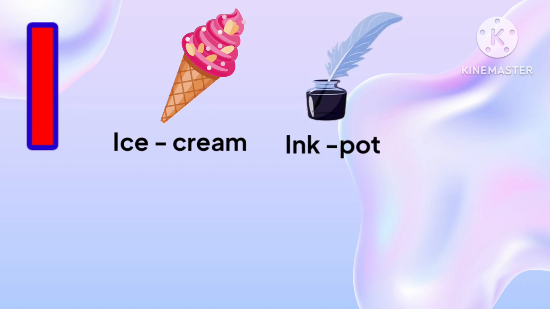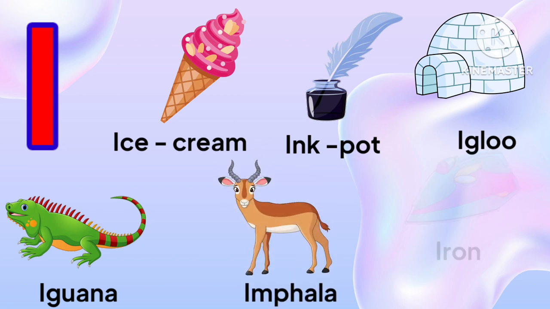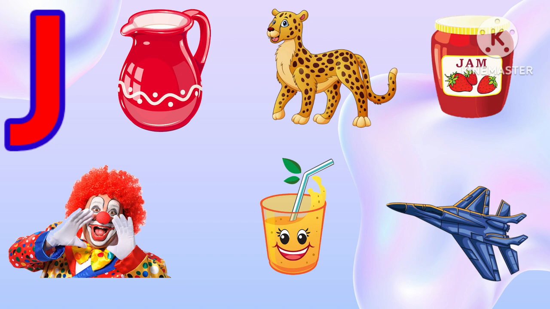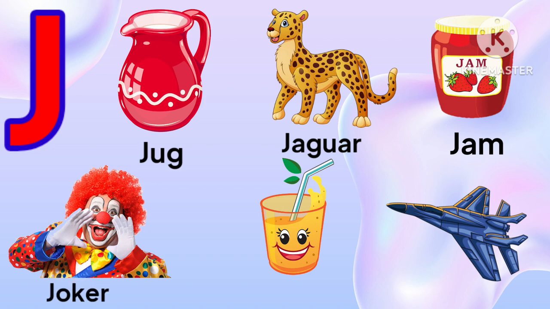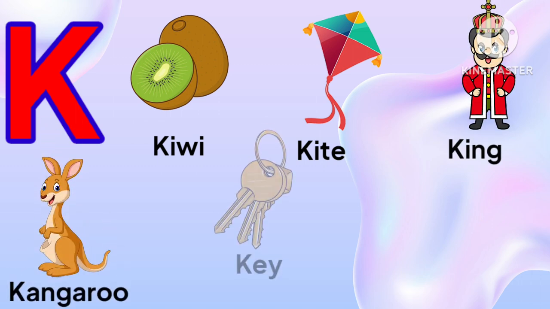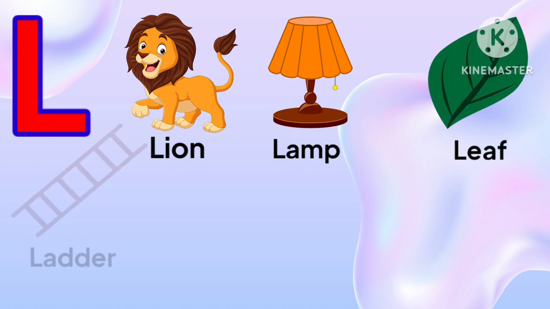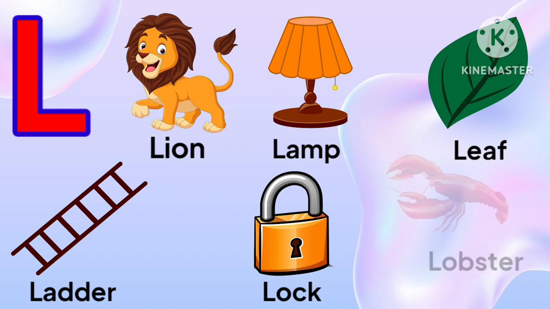I is for ice cream, ink pot, igloo, iguana, impala, iron. J is for jug, jaguar, jam, joker, juice, jet. K is for kiwi, kite, king, kangaroo, key, koala. L is for lion, lamp, leaf, ladder, lock, lobster.